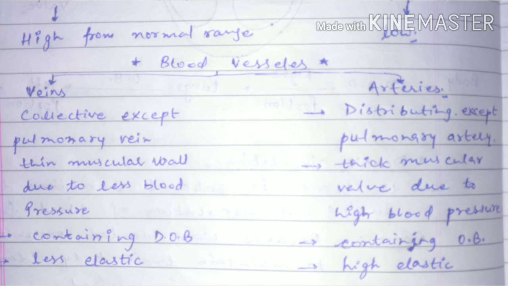Its muscular wall is thin because it carries less blood pressure, and it is less elastic, while the artery has only oxygenated blood except the pulmonary artery. These blood vessels are also known as distributing blood vessels, and their muscular wall is thick because of the high blood pressure, and these are less elastic.